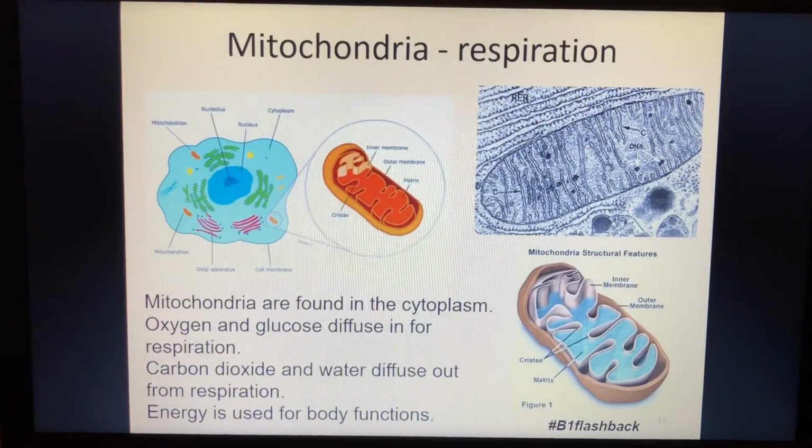So we said that the respiration occurs in the mitochondria. Mitochondria we learnt a lot about in B1. They're found in the cytoplasm. The fitter you are, the more mitochondria you've got, so therefore the more energy you can release from respiration. And we'll come back to that when we talk about metabolism.